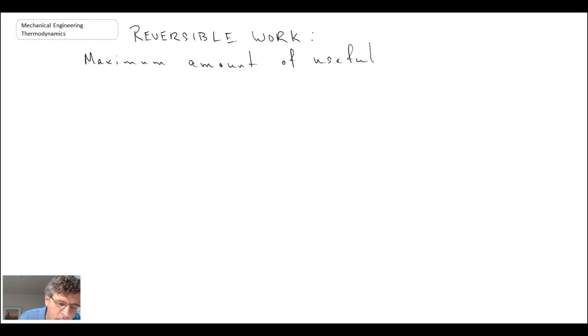And there are two more terms that we should think about. One is reversible work, and we will talk about these. Reversible work is defined as being the maximum amount of useful work that can be produced. So that is what reversible work refers to. And it makes sense. It would just be the maximum amount of work that you could produce if you had no irreversibilities in your system.